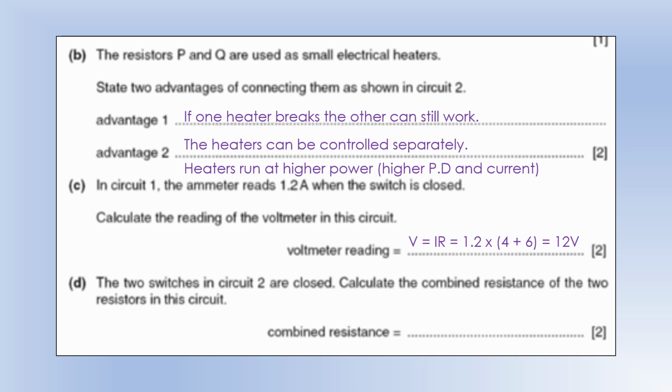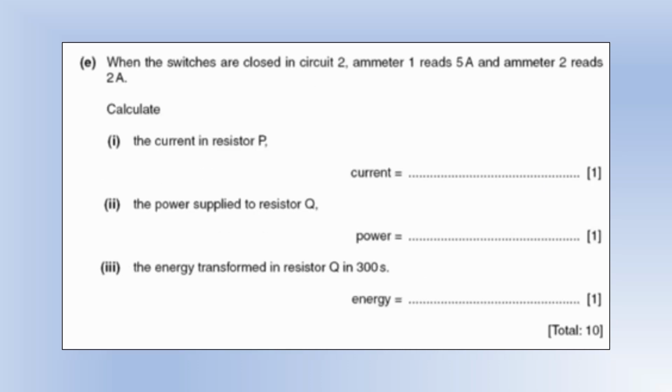The two switches in circuit 2 are closed. Calculate the combined resistance. So we're going to be using our reciprocal rule. We need to flip it back over and we can see we get 2.4 ohms. When the switches are closed in circuit 2, ammeter 1 reads 5 amps and ammeter 2 reads 2 amps. Calculate the current through P. Well, it's going to be 5 minus 2 gives you 3 amps.